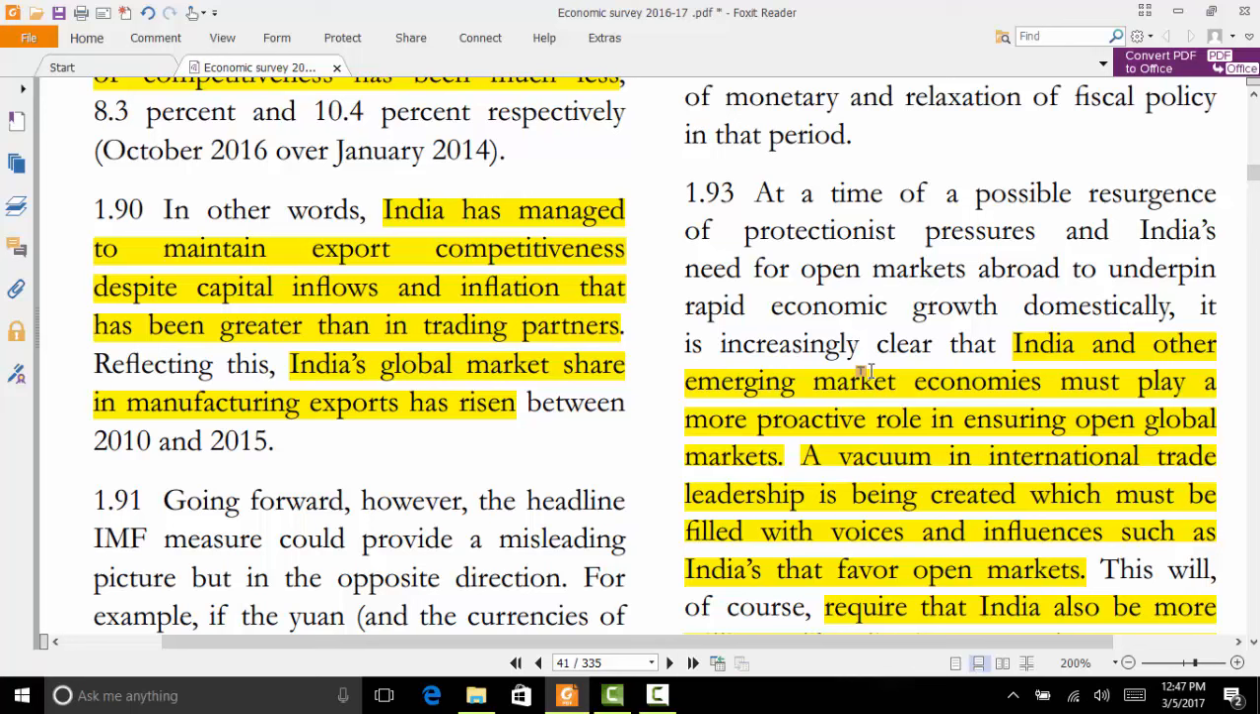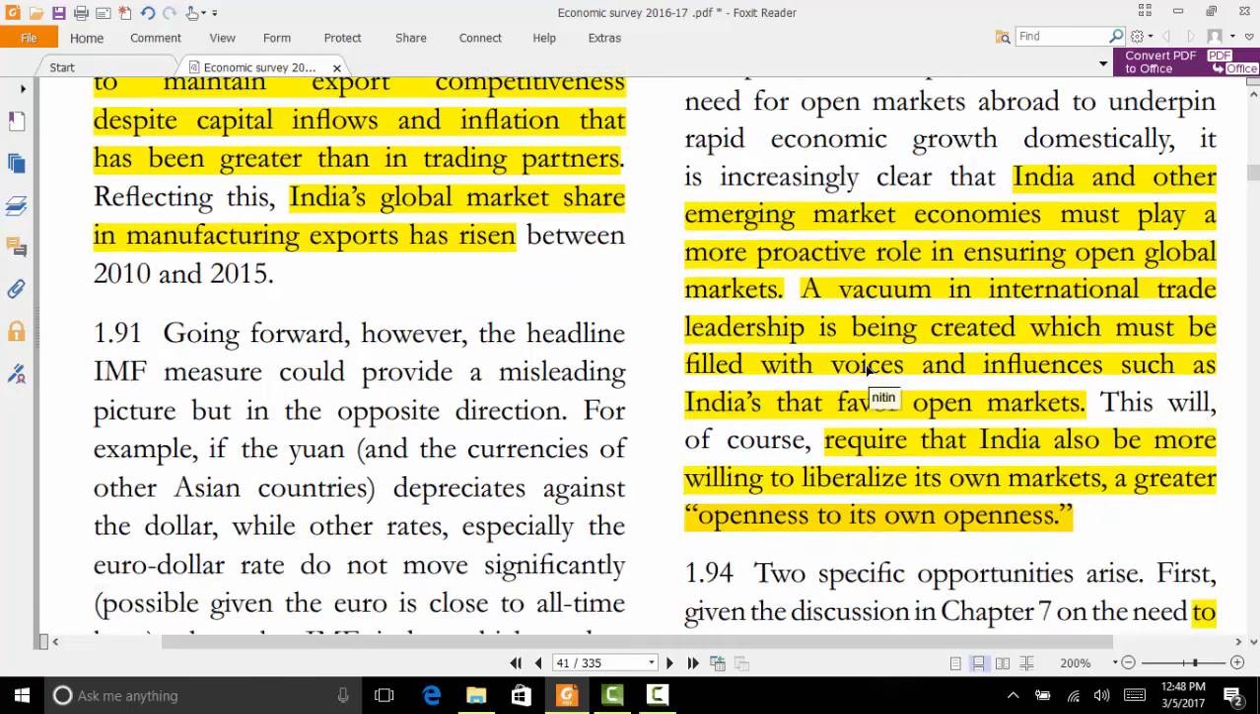Why? Because more globalization, more trade, more export by India, and very high elasticity of our country's GDP growth to our export growth. It says a vacuum in the international trade leadership is being created, which must be filled with voices and influences such as India's that favors open markets.